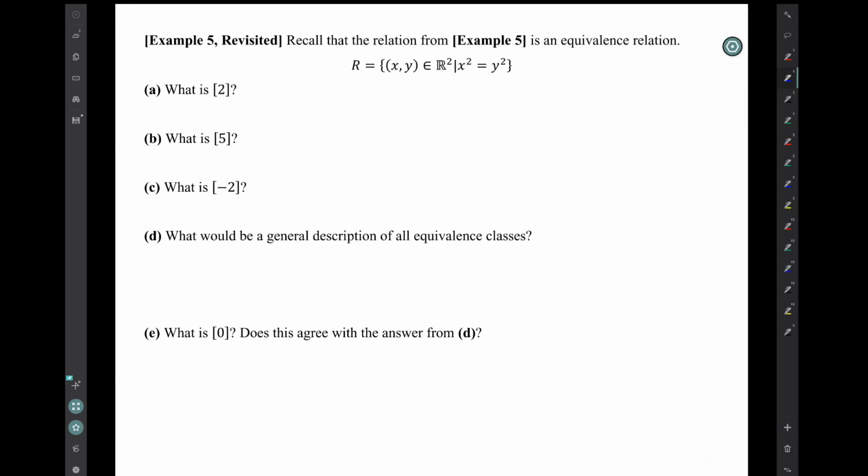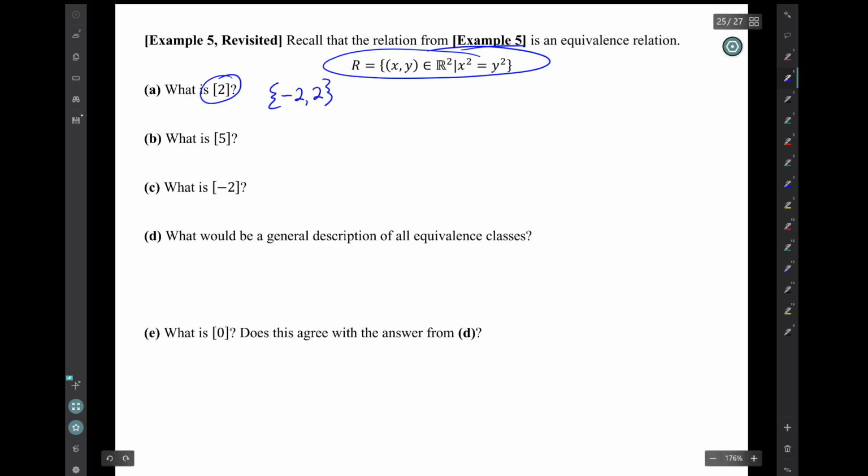So for example, go back to the relation from example 5. It was this relation. To say that x is related to y means that x squared equals y squared. What's the equivalence class of 2? Well, that's the set of all real numbers that are related to 2. It's going to be that set containing 2 real numbers. Negative 2 is related to 2 because negative 2 squared equals 2 squared. And 2 is related to 2 because 2 squared equals 2 squared.